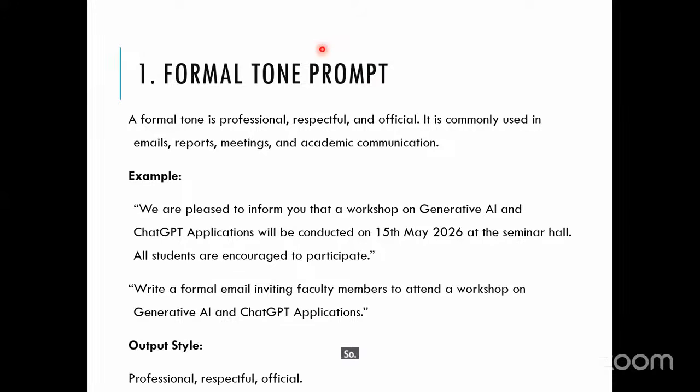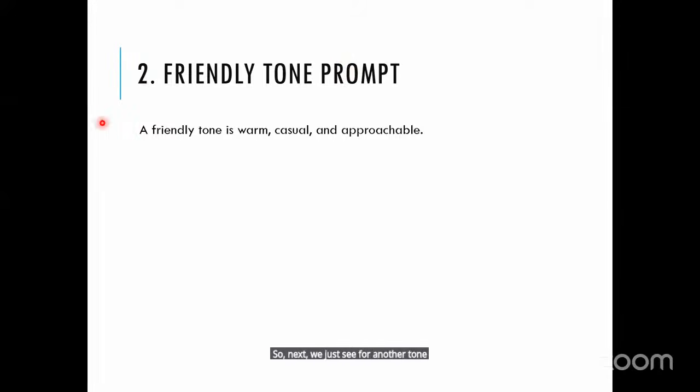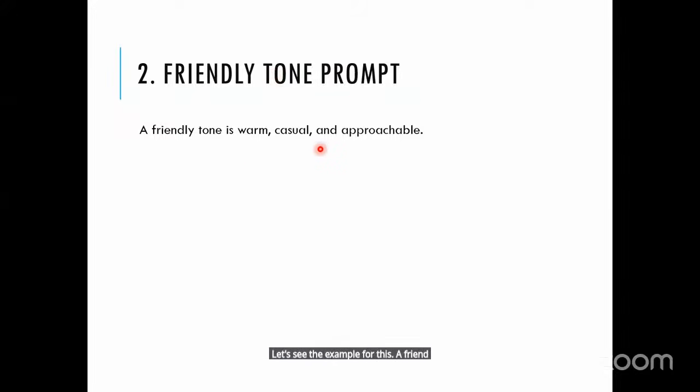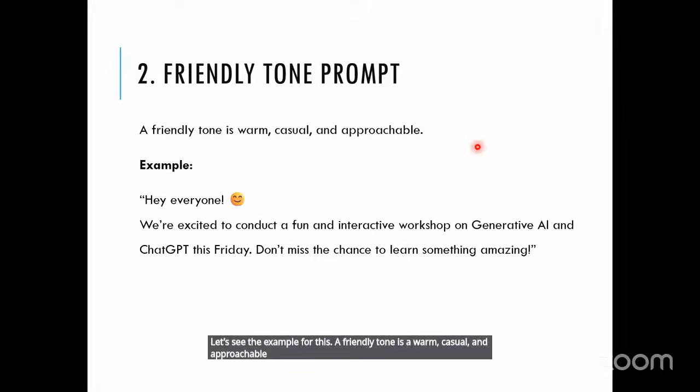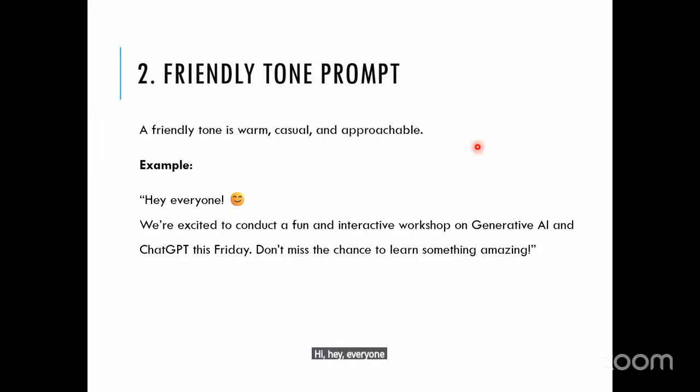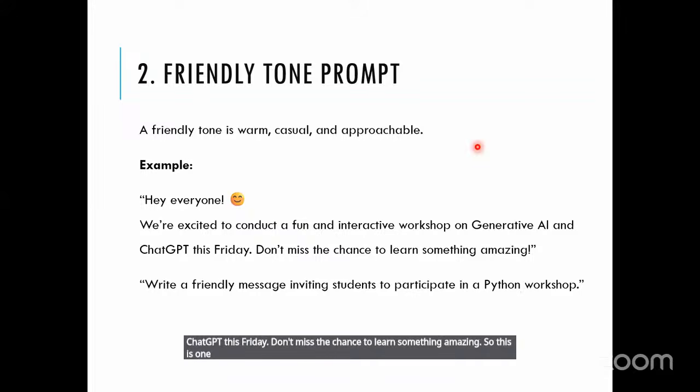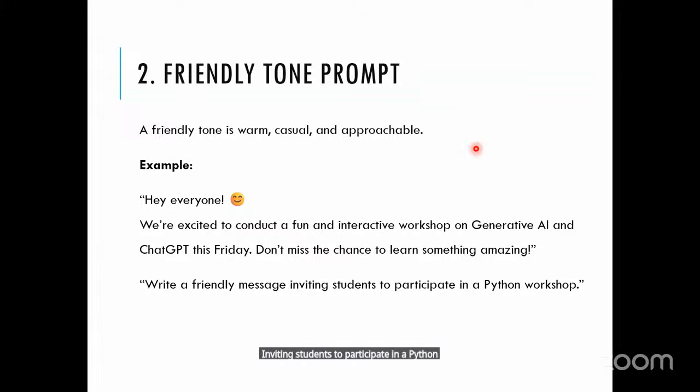So next we will see another tone. Next we are going to give the prompt in a friendly tone. Let's see the example for this. A friendly tone is warm, casual, and approachable. Let's see one example for it. Hi, hey everyone. We are excited to conduct a fun and interactive workshop on generative AI and ChatGPT this Friday. Don't miss the chance to learn something amazing. So this is one prompt. And one more prompt I have given here is, write a friendly message inviting students to participate in a Python workshop. So you can try either one.